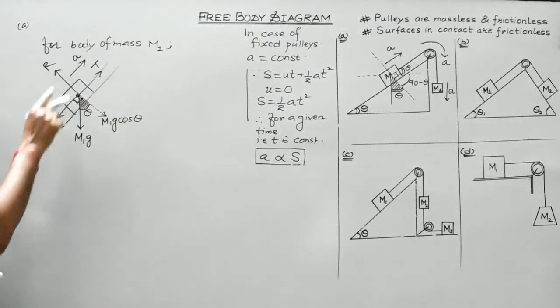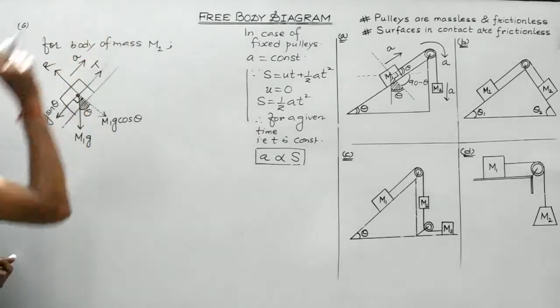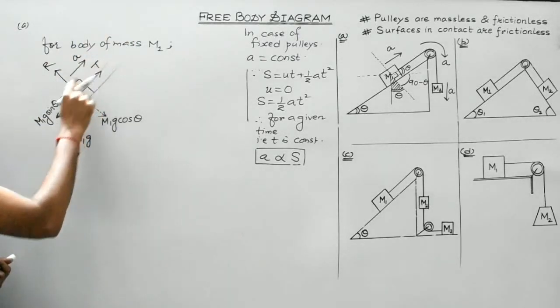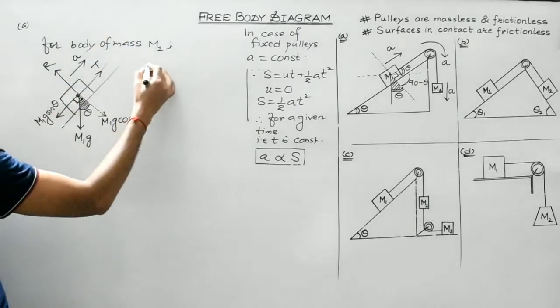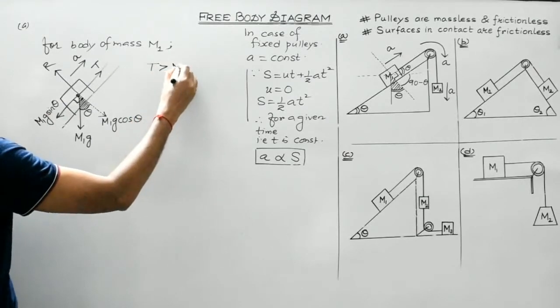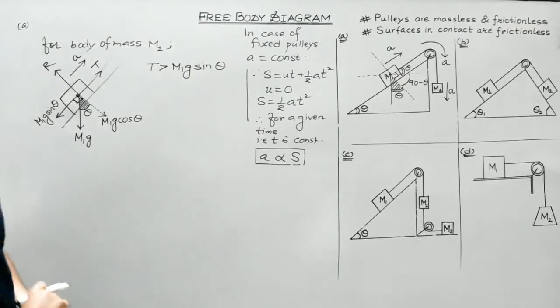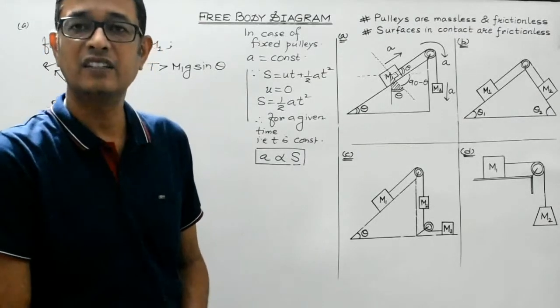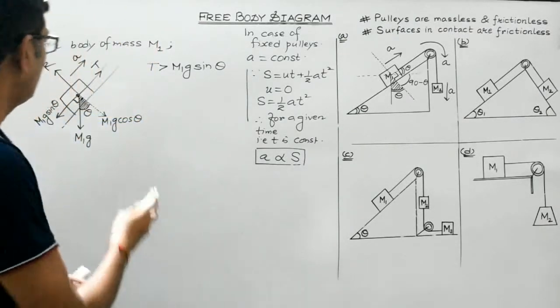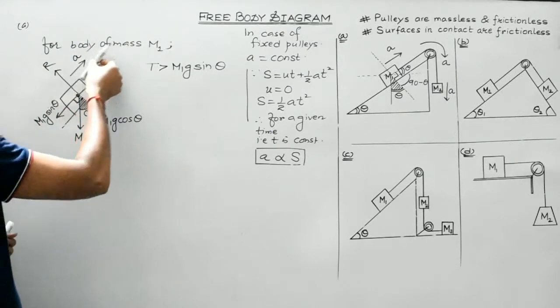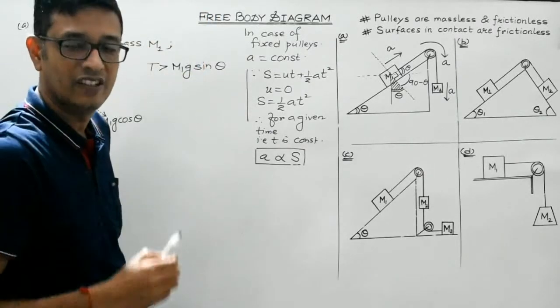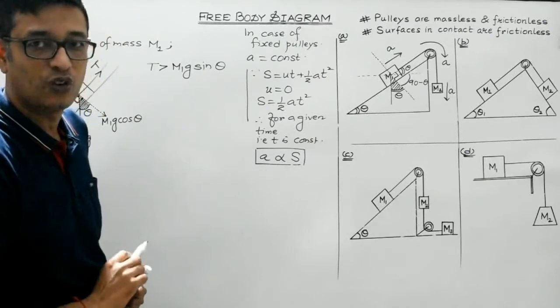So the body is accelerating in the upward direction. So T must be greater than m1g sin theta. Am I clear? Tension must be greater than m1g sin theta because the body is accelerating along the direction of the tension. So tension must be the dominating one.